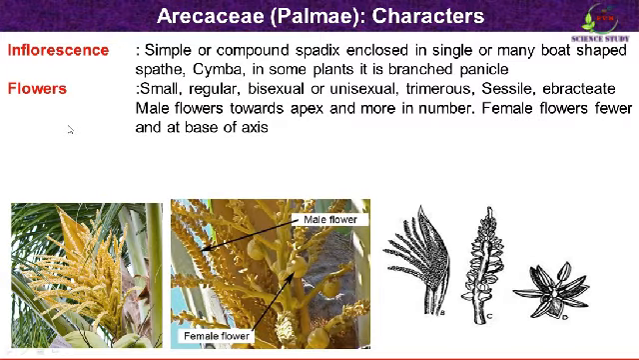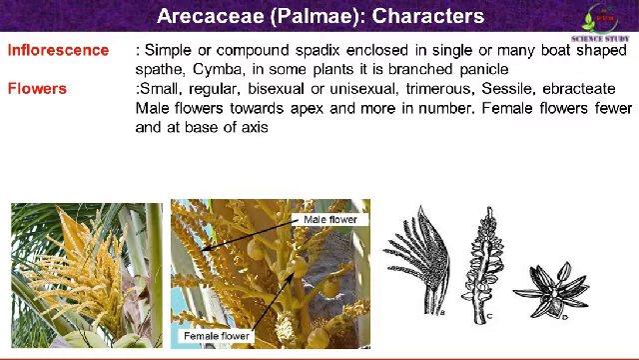Then regarding flowers, these are the flowers of the plant. So this is the male flower and this is the female flower. As you can observe here, flowers are small, regular, bisexual or unisexual. They are generally trimerous. They do not contain pedicel and so described as sessile. Flowers are generally abracteate. The male flowers are generally towards the apex, as you can see here, and they are more in number, while female flowers are fewer and they are at the base of the axis, as you can observe here in this photograph.